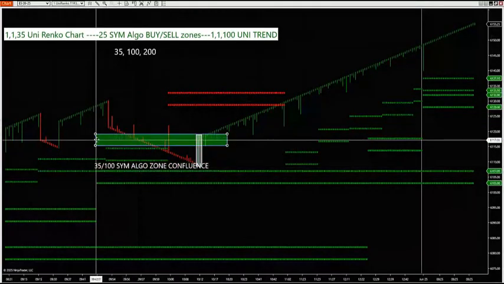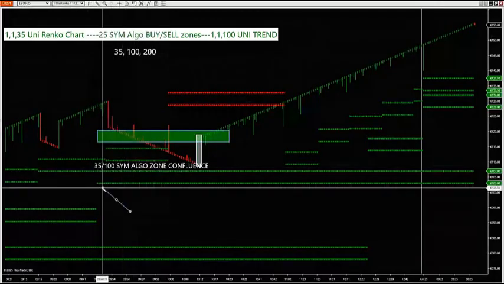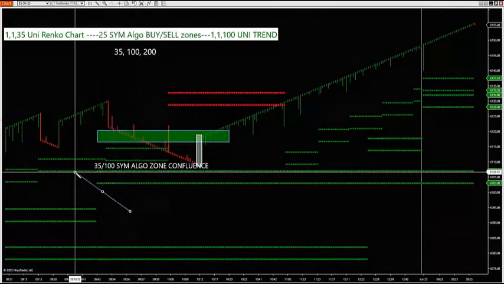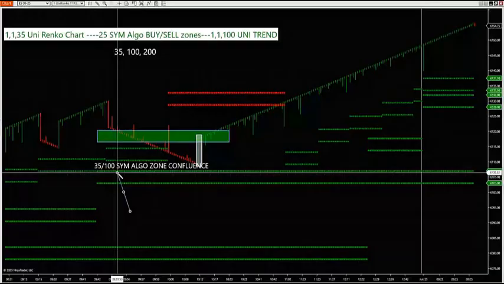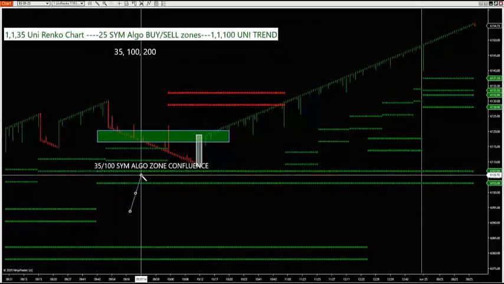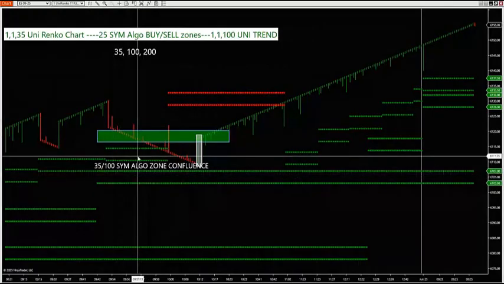Let me get this off. So if you look, they overlap right over top of each other, right exactly over top. We had the 35 zone here that overlap right over top of the 100 zone. So I call this confluence. When the zones overlap, there's the top of the 35, and then we got your other zone. So your 35 zone is really the key to this trade.